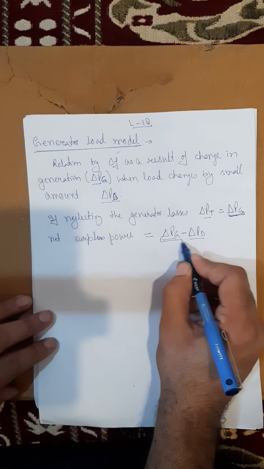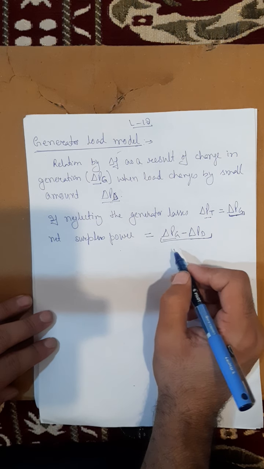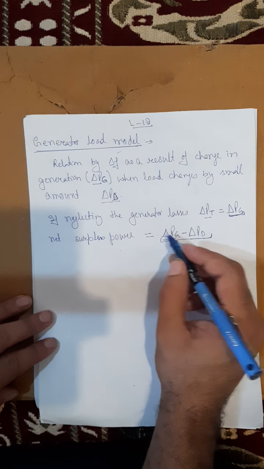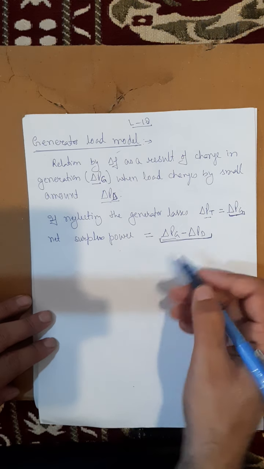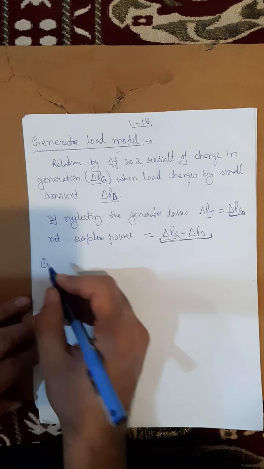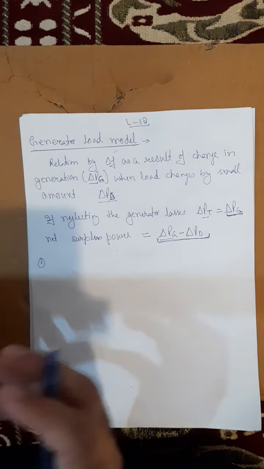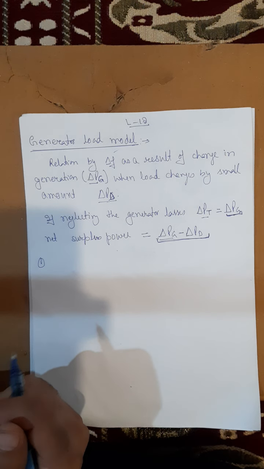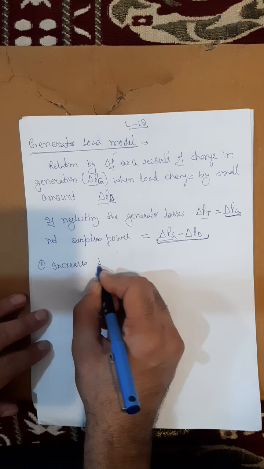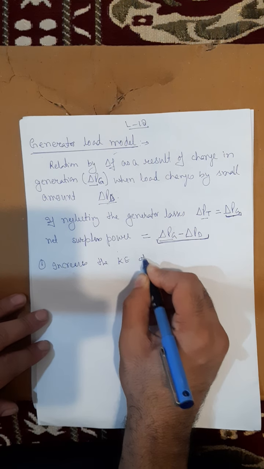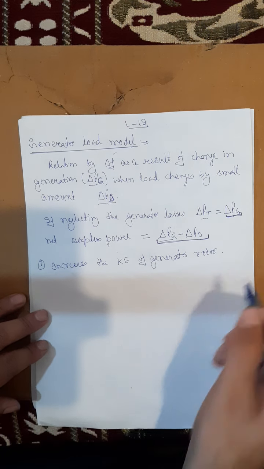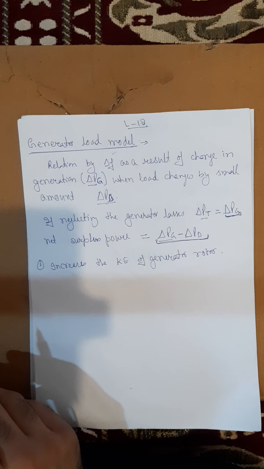Now this surplus power, or increment in power input to the system, is absorbed in two ways. Number one: it will increase the kinetic energy of the generator rotor, meaning the speed of rotation of the rotor will increase.